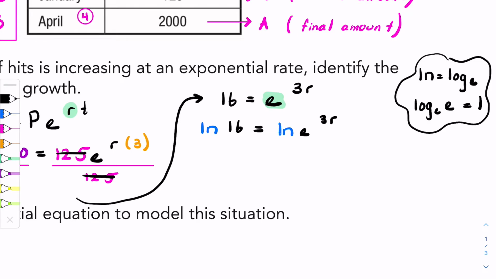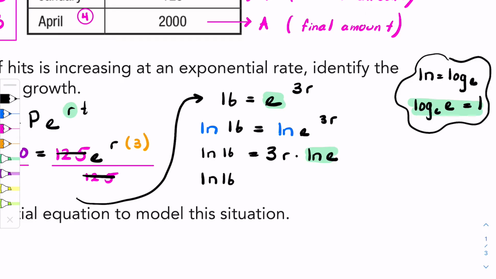Okay, so to come back to here and continue solving, I notice that I have an exponent. Whenever you have an exponent of a log, you can rewrite that in front. So I'm going to rewrite this as ln of 16 is equal to 3r times ln of e. And then at this point, I'm going to recognize that ln of e is the same thing as log base e of e, which is equal to 1.